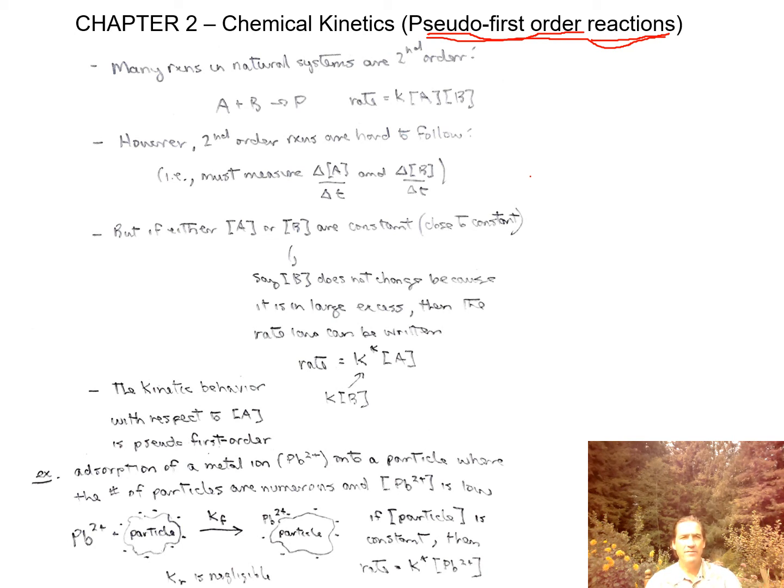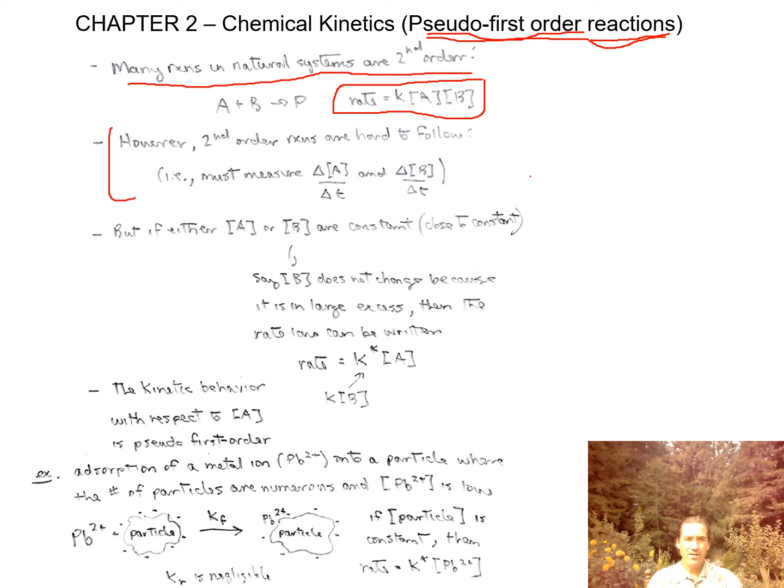So let me explain. So you can imagine that in natural systems, a lot of things are second order. Two things coming together, reacting, forming a product. That is a second order reaction. So again, let's say it's A plus B going to P. This is our rate law for that, knowing that it's second order. First order with respect to A, first order with respect to B.